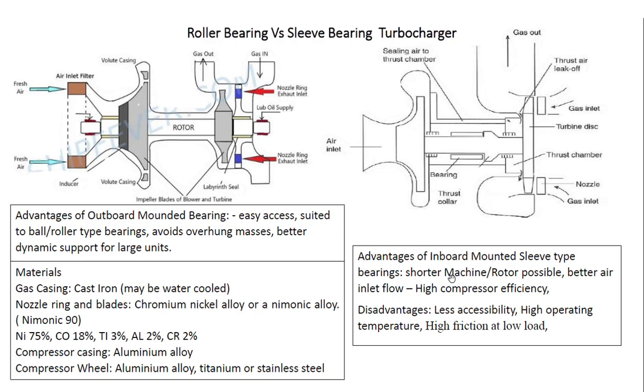Advantages when we talk about inboard mounted sleeve bearing: shorter machine, rotor possible, better air inlet flow, high compressor efficiency. Disadvantages are less accessibility, high operating temperature, high friction at low loads. So we have high friction temperature at low loads.